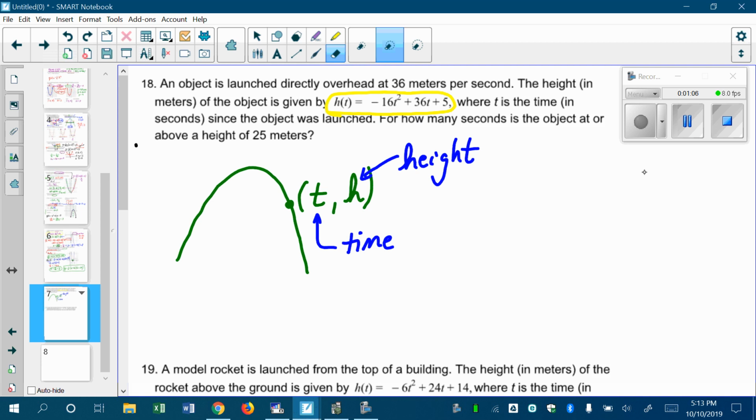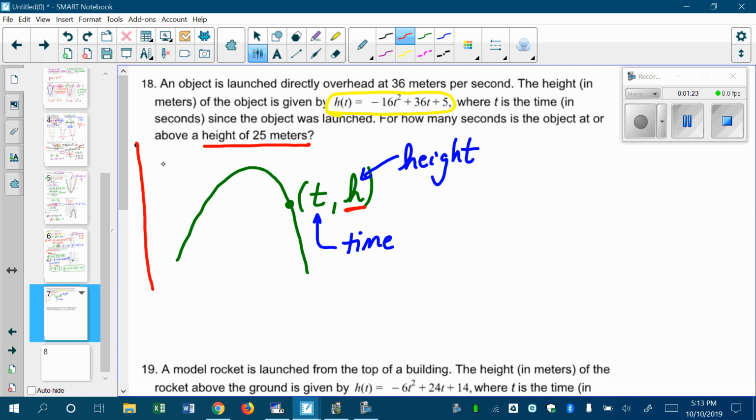And so they want to know for how many seconds is the object above a height of 25. So since height is my y variable, asking about this is saying, go to the y height of 25. So if I had a y-axis over here, I'd go to 25 on that axis and draw across, and what I want to find out is how long is it from here to here in terms of time? How long did that take?